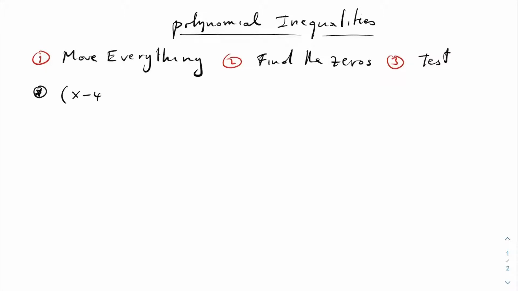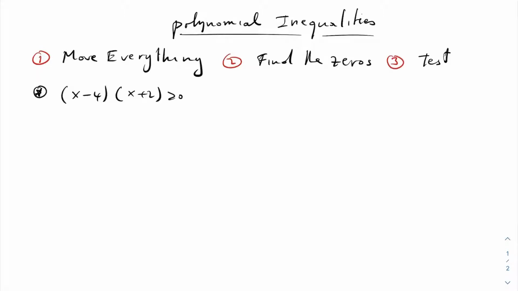So I'm going to have here (x minus 4)(x plus 2) bigger than 0. So your job here is to find all the x values such that this particular polynomial is going to be strictly positive. And so as you can see here, the first step is already done. Everything is moved on one side of the inequality, so there's nothing to do there.